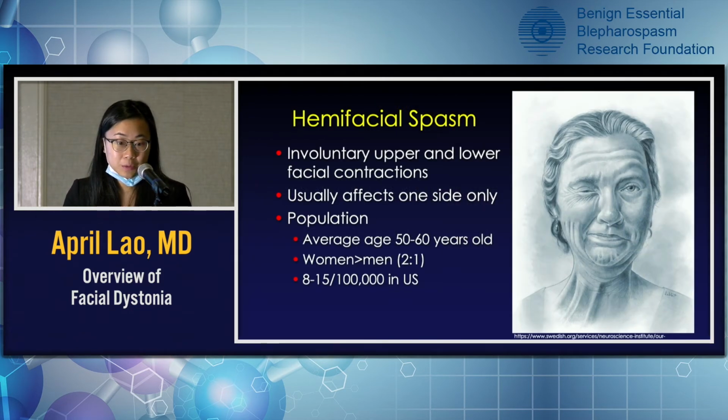Hemifacial spasm. This one is an involuntary upper and lower facial contraction as well, except this time it's only on one side of the face. The population affected is 50 to 60 year old women, again more commonly affected than men, and a prevalence about 8 to 15 per 100,000 in the US.